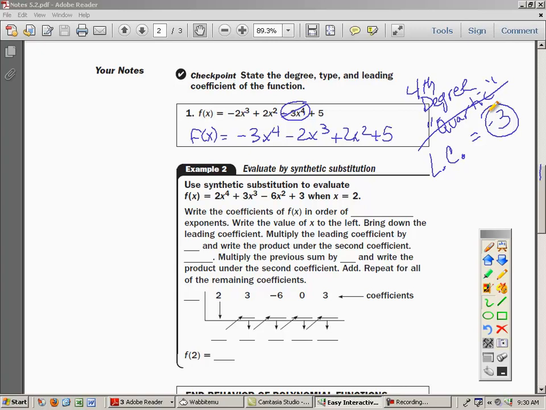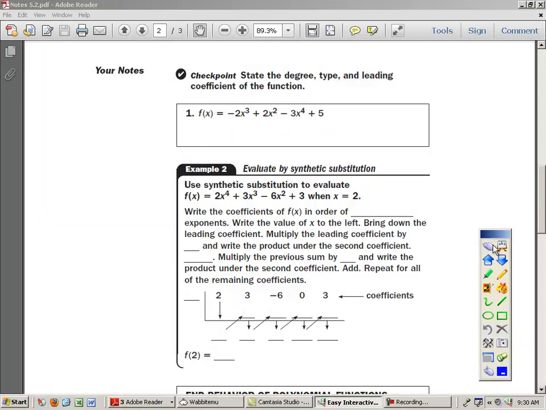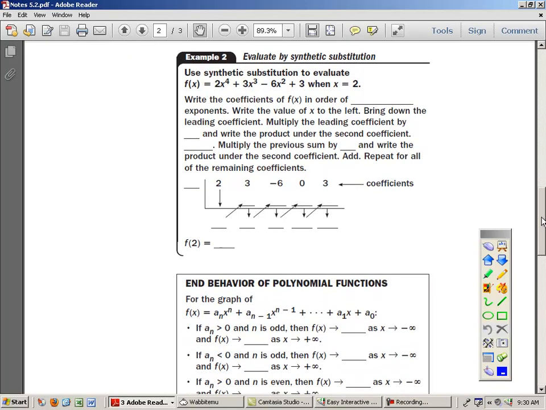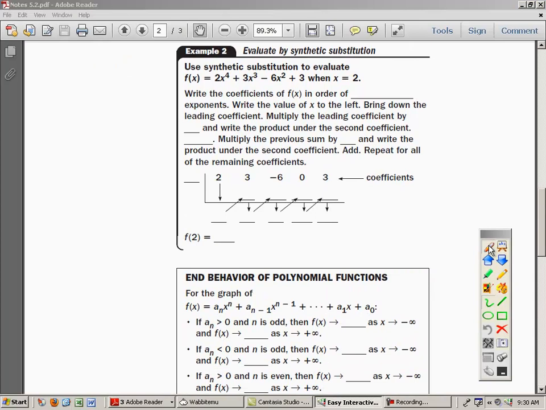All right, so I want to talk a little bit about this idea of synthetic substitution. Synthetic substitution, as we said before, is another way that you can evaluate, instead of doing a direct substitution. For example, in this case, they want to know what is f of 2. Now, the old way, we would have done 2 times 2 to the 4th power plus 3 times 2 to the 3rd minus 6 times 2 squared plus 3.